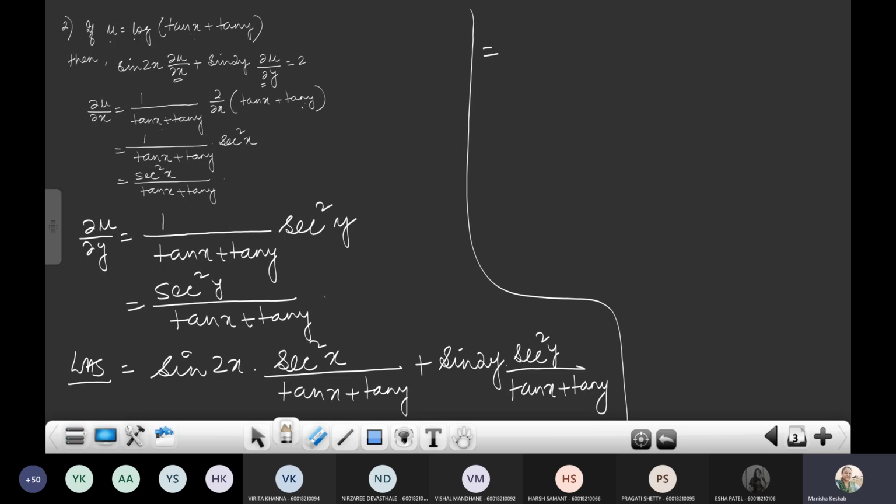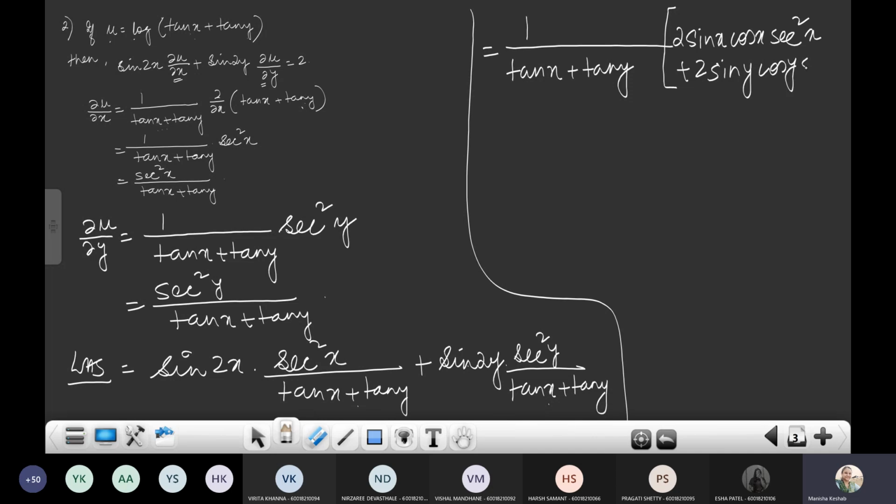So which is equal to, now let us simplify. So 1 upon tan x plus tan y, this is common, right? So we can take it outside. And then we will have sine 2x into sec square x plus sine 2y into sec square y. Now sine 2x we can write as 2 sine x cos x into sec square x, and sine 2y we can write as 2 sine y cos y sec square y.